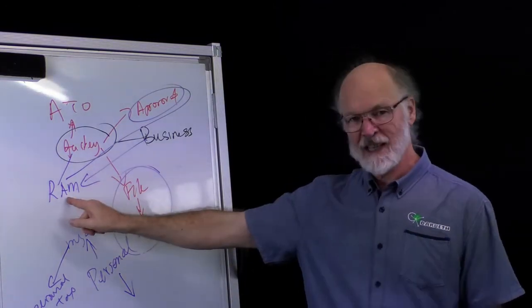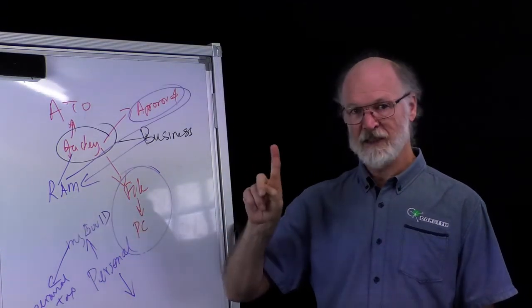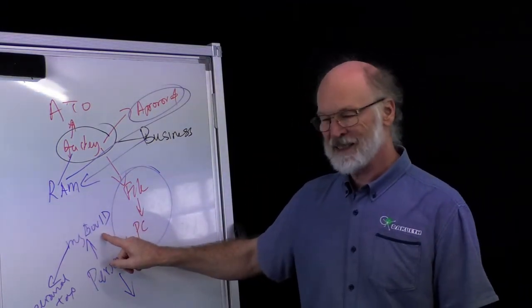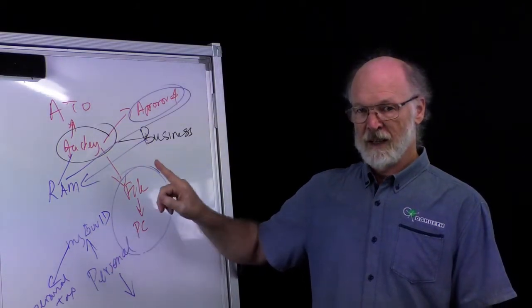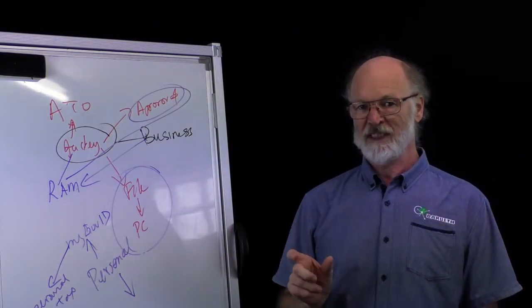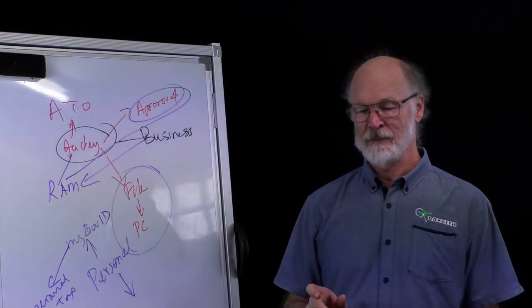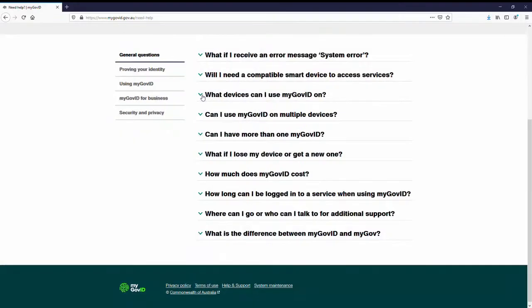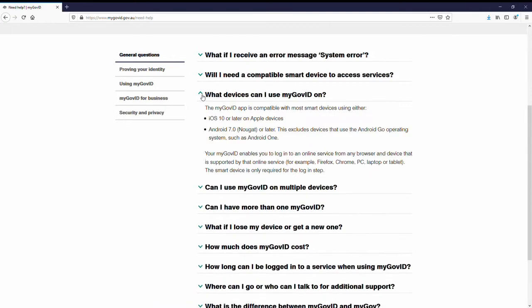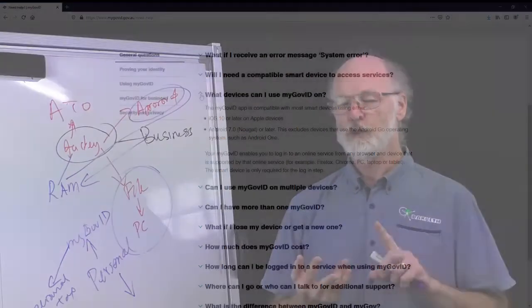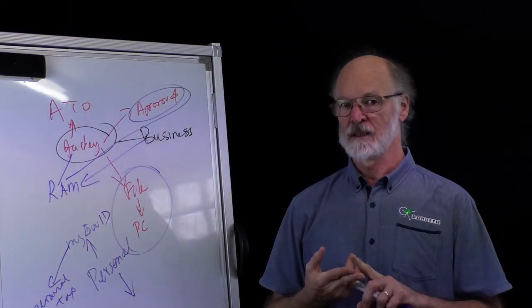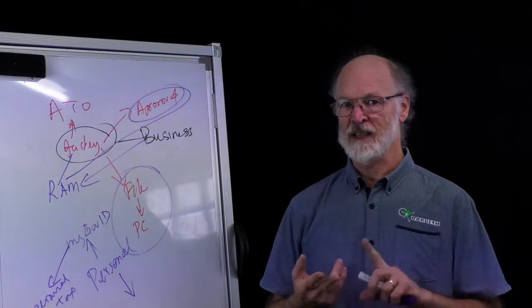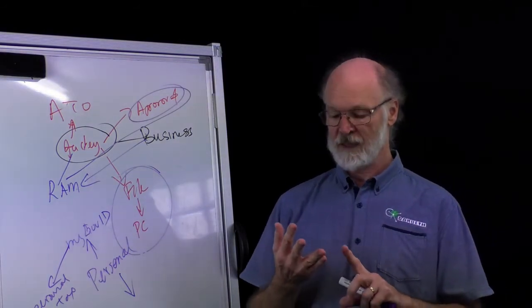Now, before we get to that, this is critical. You must set up myGovID for those people first. The myGovID must be set up on fairly recent hardware. That's just a government limitation. They've decided that it must be set up on a phone or a tablet. You cannot set it up on a PC or a laptop or anything else like that, and that's their decision.